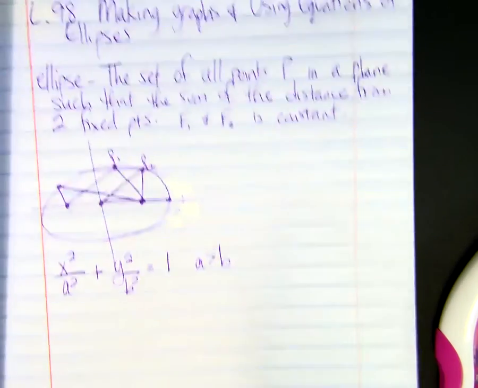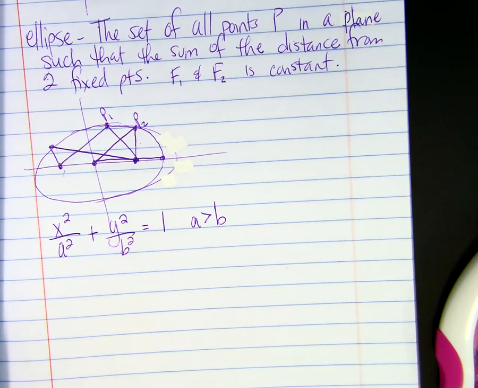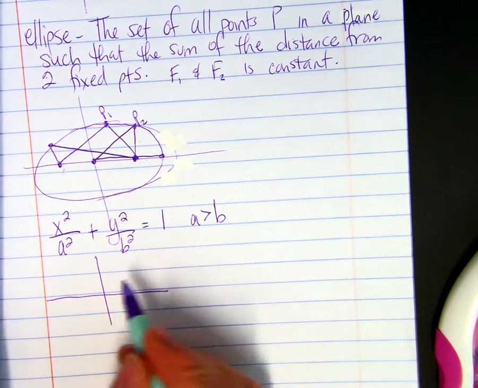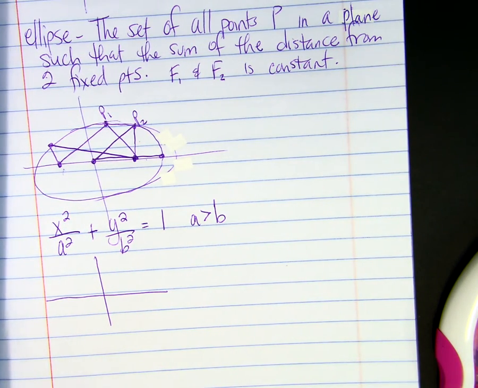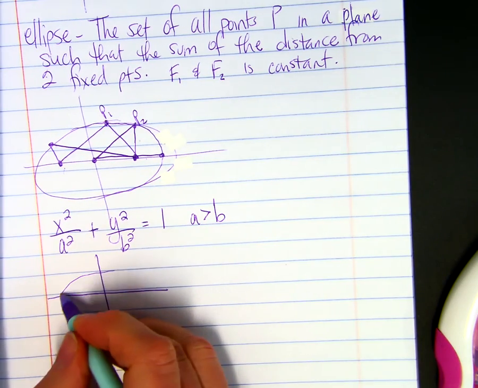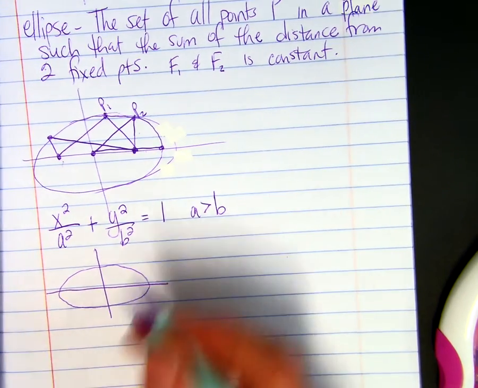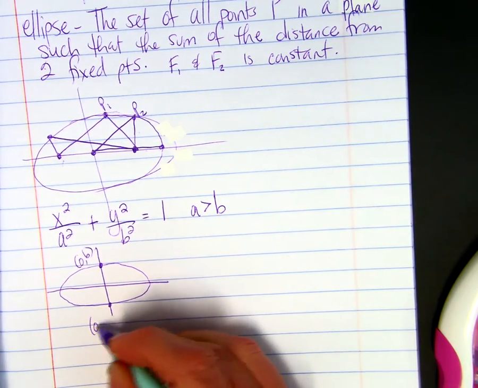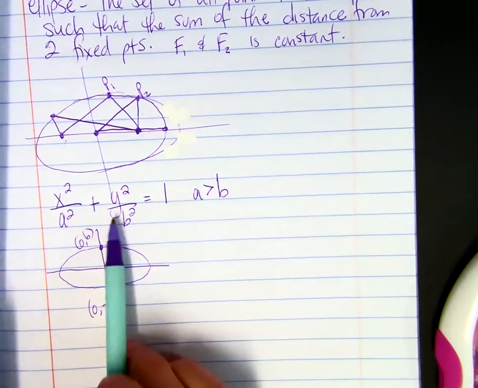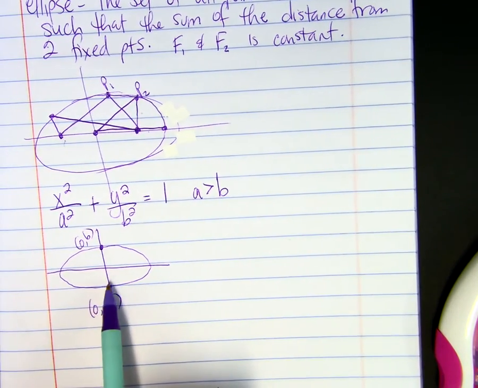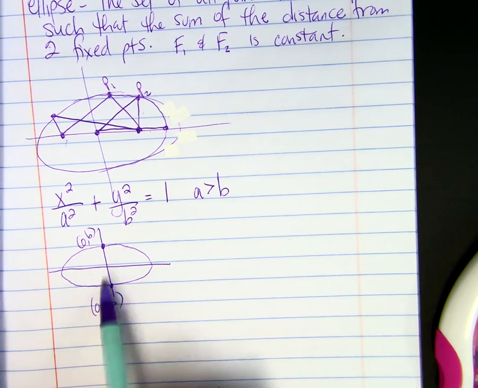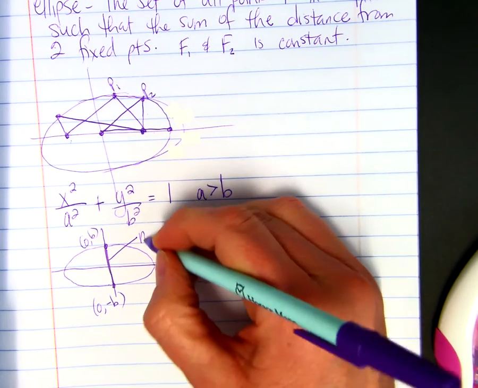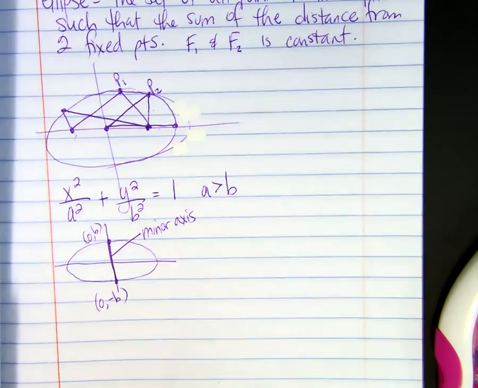A will be greater than B. Okay, so this is like a standard equation for an ellipse that is horizontal. This point is 0, B. This point would be 0, negative B. So if you take the square root of B squared, you will find half the distance of the minor axis. Between 0, B and 0, negative B, that's called the minor axis.